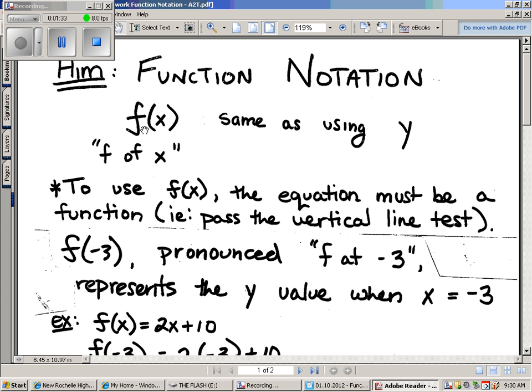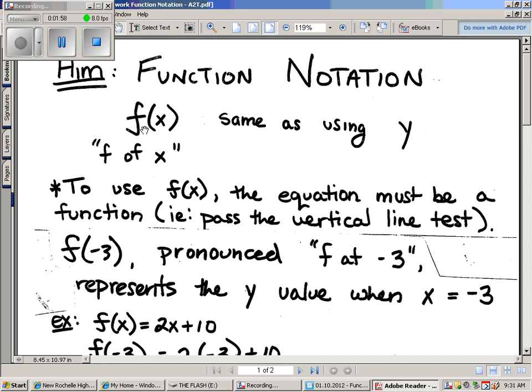Functions pass this test, the VLT test. Functions pass the vertical line test, which means there's no repeats of the x value. So if you see something written with function notation, by default it gets all those properties. It's like, remember in geometry when we talked about parallelograms? Yeah. So you automatically get all those properties.